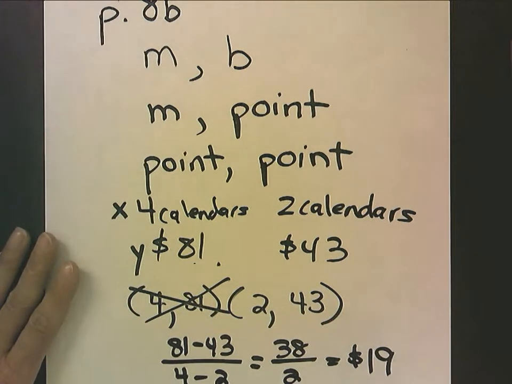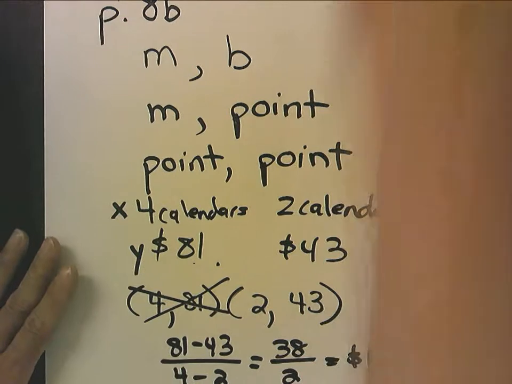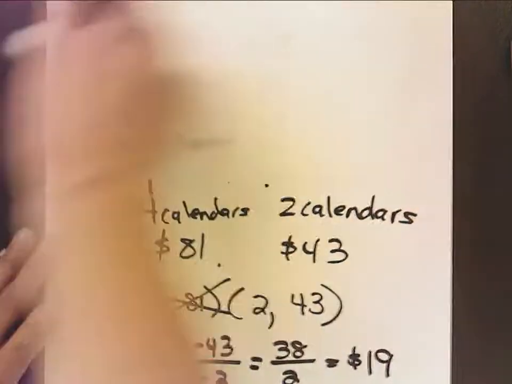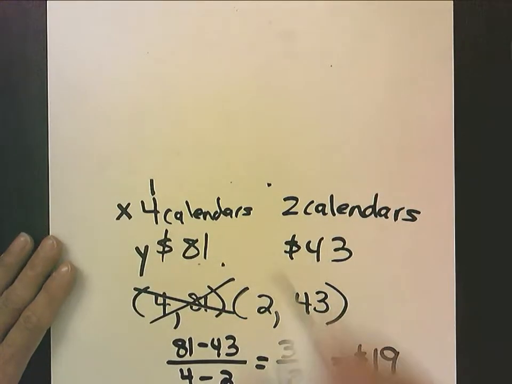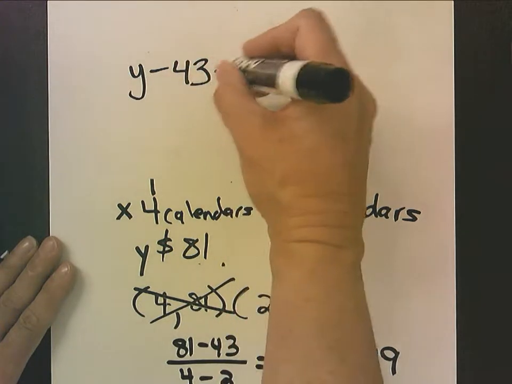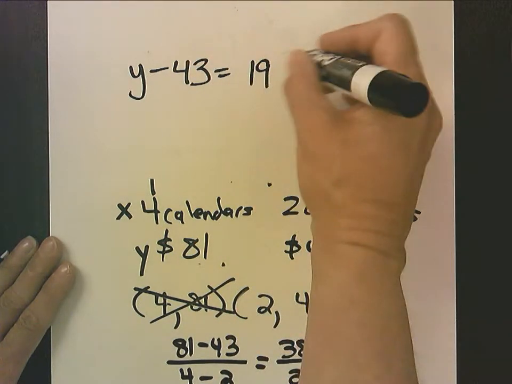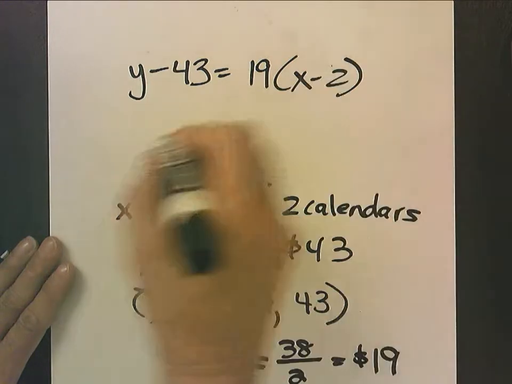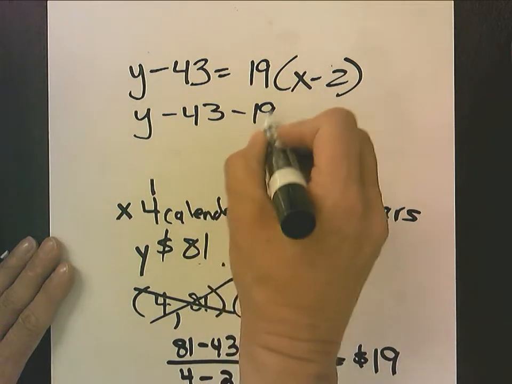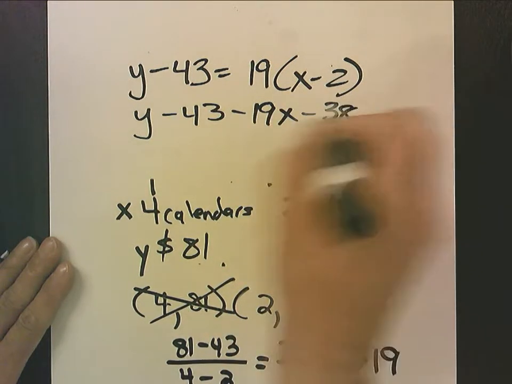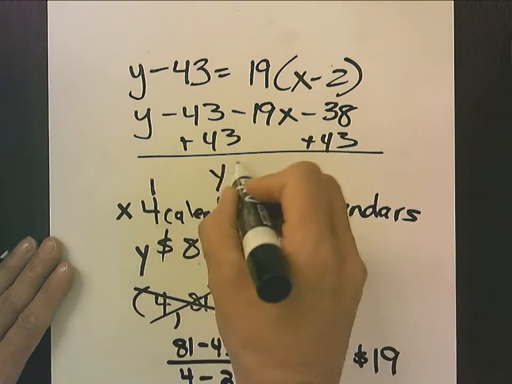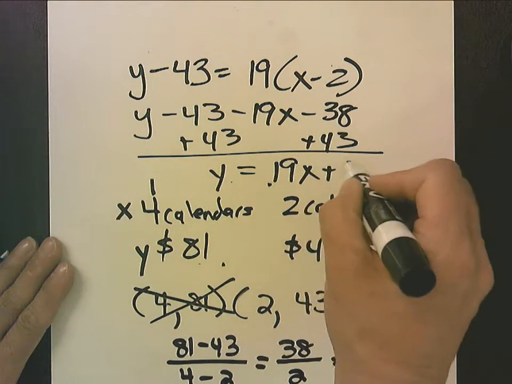So to come up with my equation, I am going to say y minus 43 equals 19 times x minus 2. To change this into slope-intercept form, I distribute, I add 43 to both sides, and I get y equals 19x plus 5.